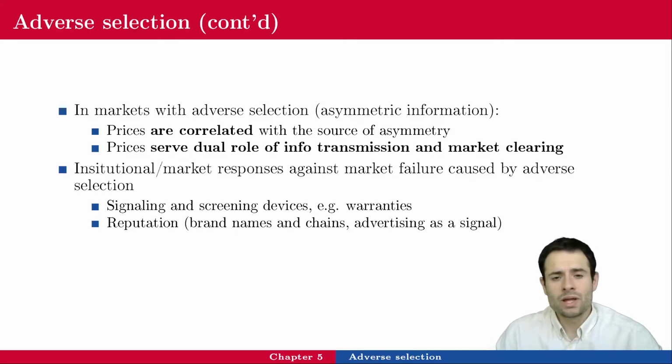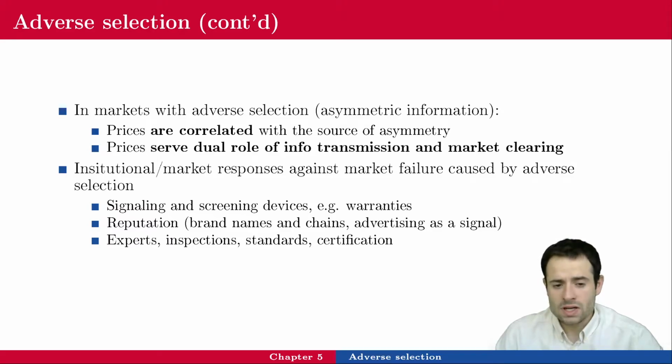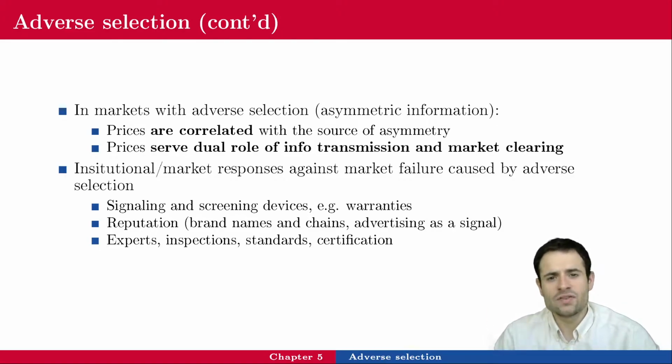Reputation. If you manage to build a good reputation, customers will associate your product to quality, and there will be a transaction in spite of not knowing the quality of the product. Experts, inspections, standards, certifications, those are ways to signal the quality of your product, in particular, to the customers. The idea is you hire a third party to inspect the quality of your good and to deliver some sort of a stamp or a certification that says, I, this third party company, I am an expert in this and that, and I certify that the good sold by this firm is a good quality product.